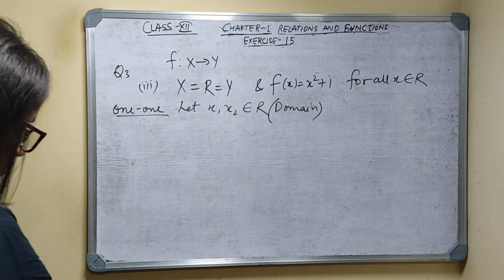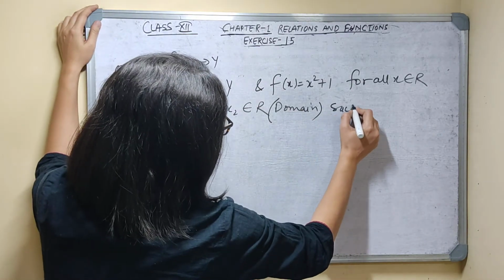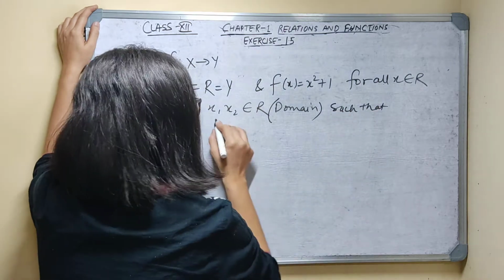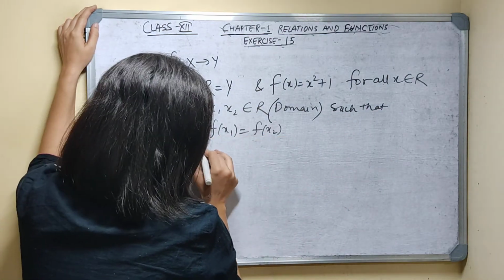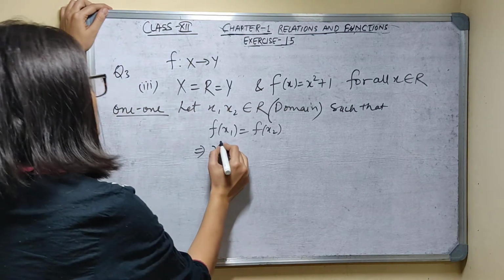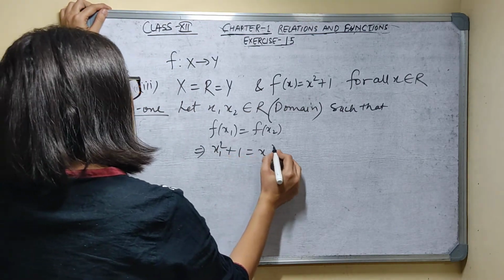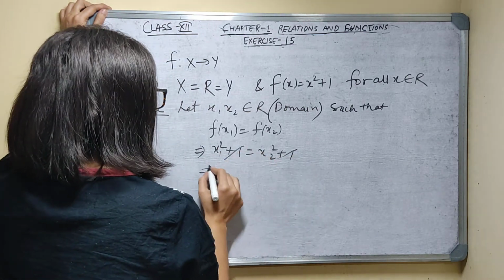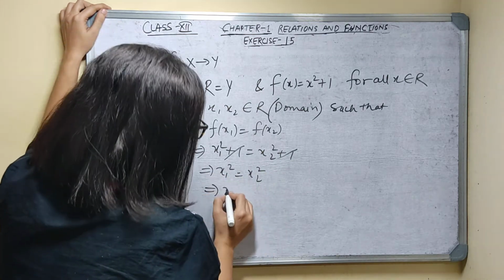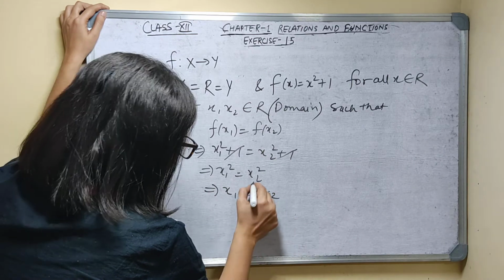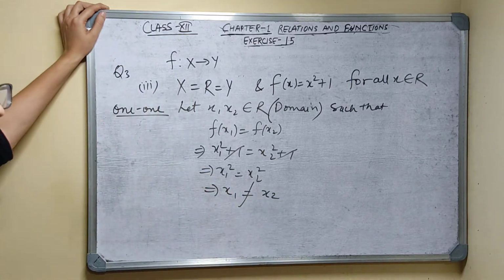So x1, x2 belongs to R such that f of x1 is equal to f of x2. So I can say x1 square plus 1 is equal to x2 square plus 1; the 1 cancels. So x1 square is equal to x2 square. I can say that, but I can't say x1 is equal to x2. This is not true for all real numbers.